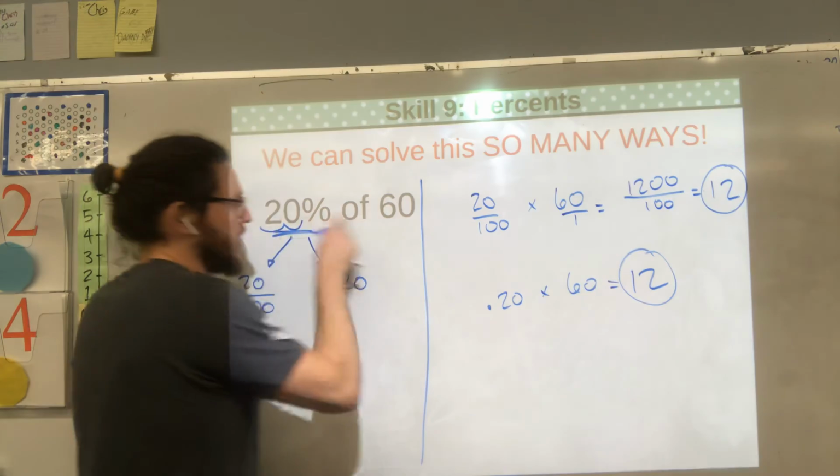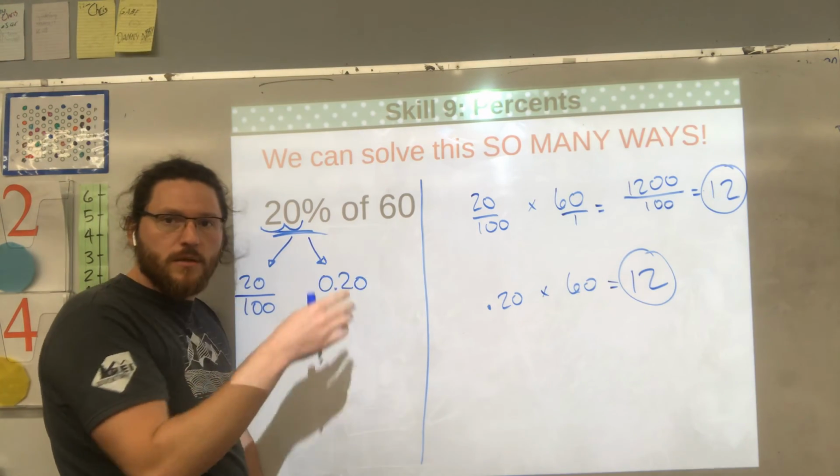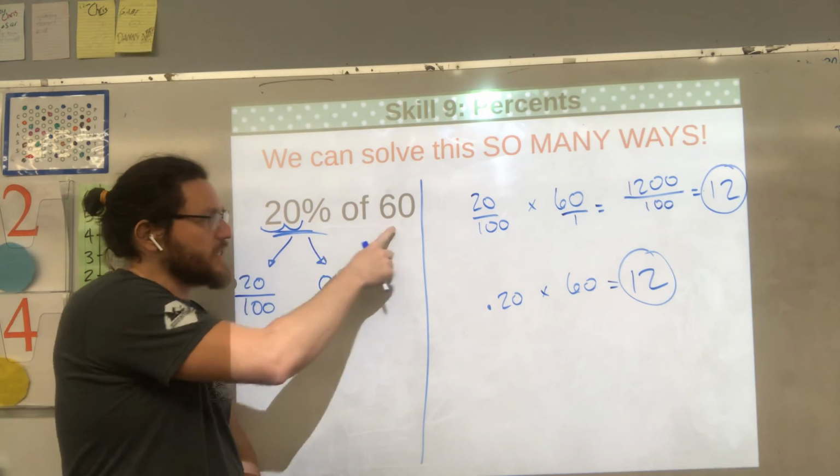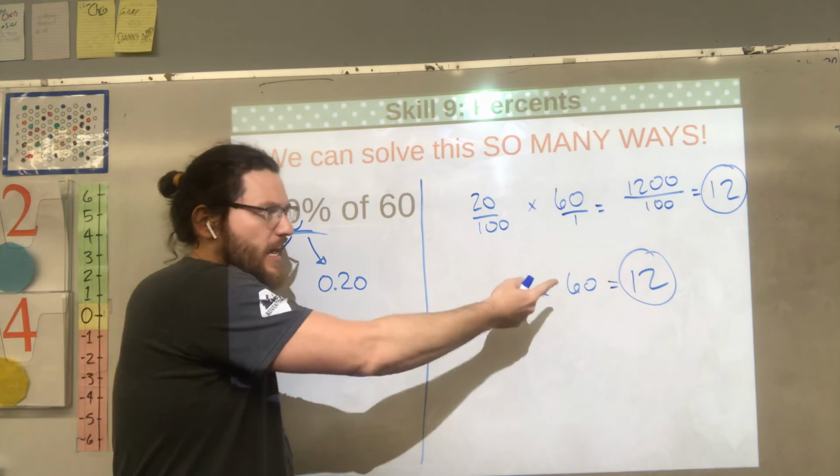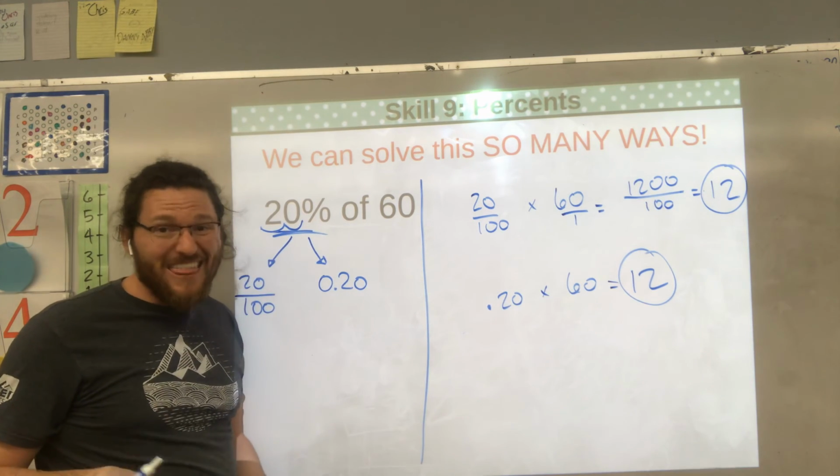Remember, I'm trying to find 20% of 60. I know my answer is going to be less than half of 60, right? Half is 30. And did I get a number that makes sense here? Yeah, I think I did.